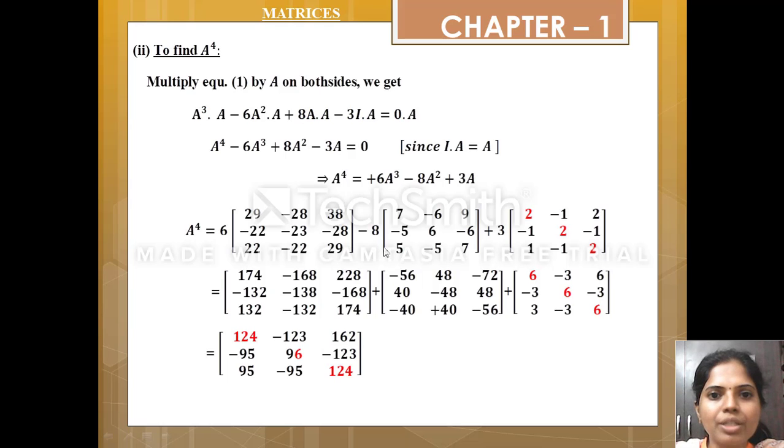So today's topic, chapter 1, the Cayley-Hamilton theorem. What is the advantage of the Cayley-Hamilton theorem? Using it, we can calculate the inverse of the matrix, higher powers of the matrix, such as A power 4 and A power 5, as well as lengthy matrix equations.